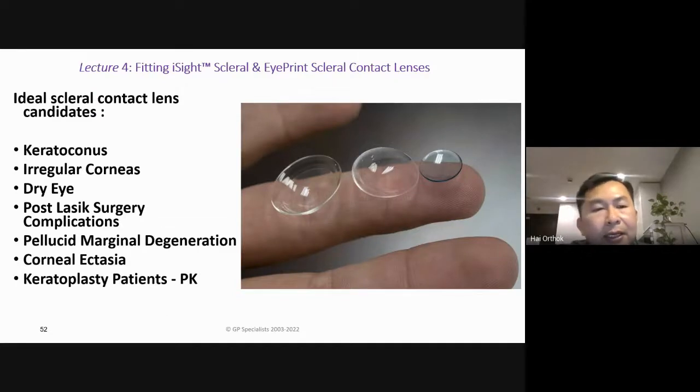Well, the scleral lens, even if bigger, the soft lens and the RGP or the AutoK lens, is very effective not only for keratoconus. It can be used for irregular cornea with very high cylinder or very high myopia. It can be used as a treatment for dry eye, LASIK surgery complications, pellucid marginal degeneration, corneal ectasia, and also keratoplasty patients. So there is a huge number of candidates for the scleral lens.